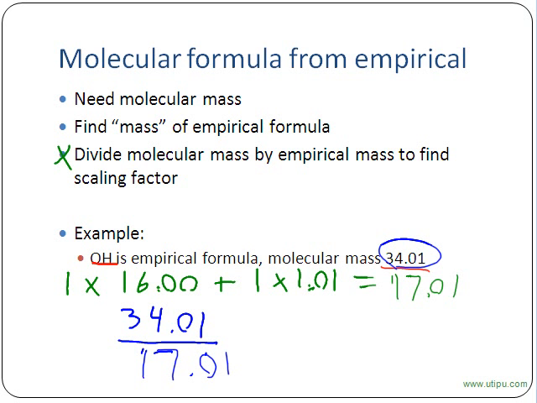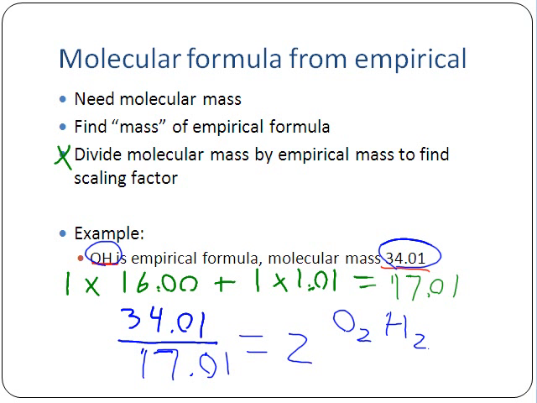And so we say 34.01 divided by 17.01. If you do that, you get something just barely slightly under, 1.99, and so this gives us basically 2. And so our scaling factor is 2. Since the empirical formula was OH, instead of O, we'd have O2. Instead of H, we'd have H2, because we scale them both by 2. So this would be our molecular formula.